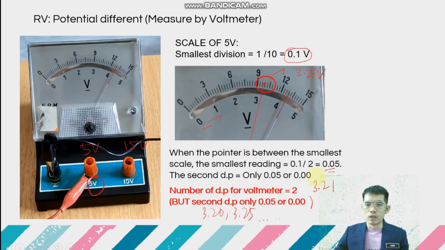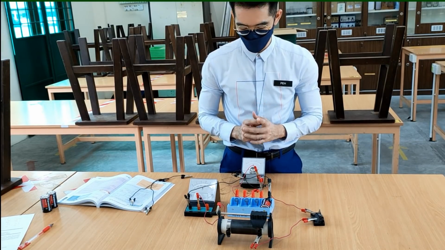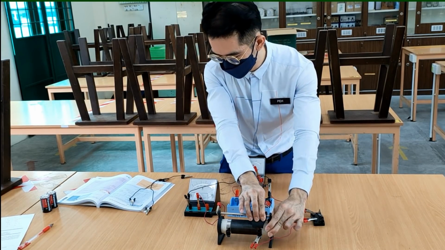So again we must follow the scale listed in the checklist. For this experiment we can only use the 5 volt. I hope that the discussion regarding how many decimal places you should take, with the example, you are able to understand. So now we have to take 5 readings of our MV and RV.